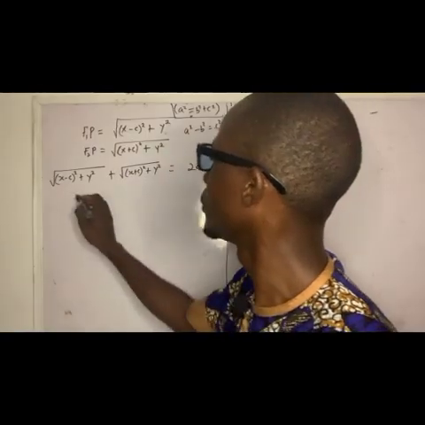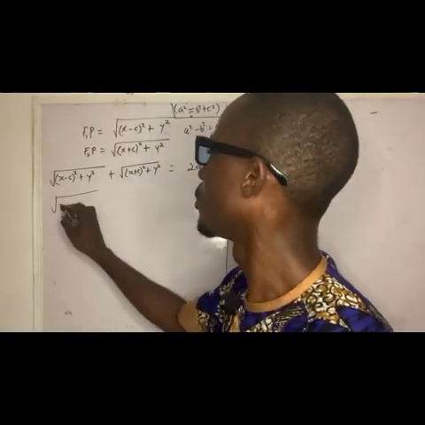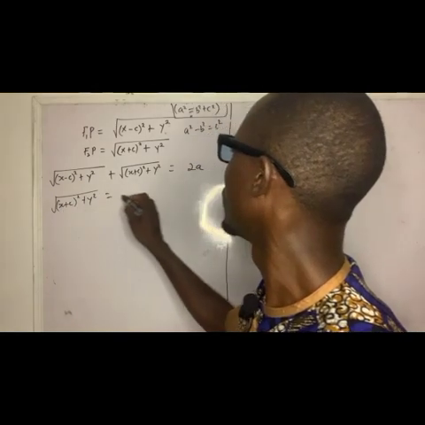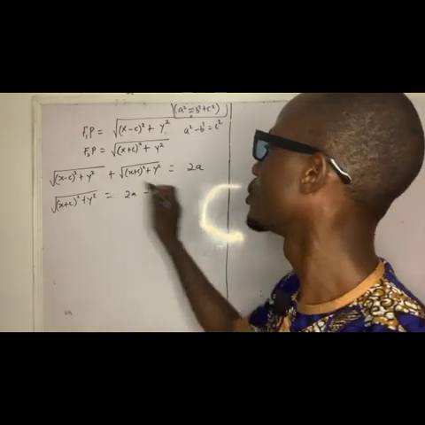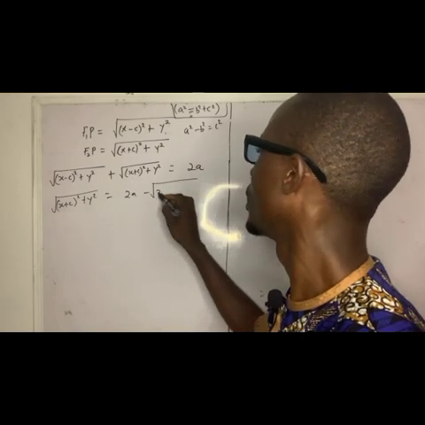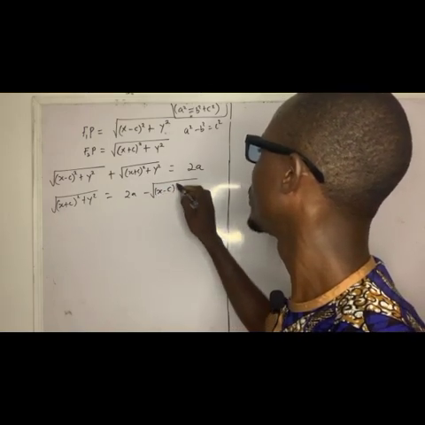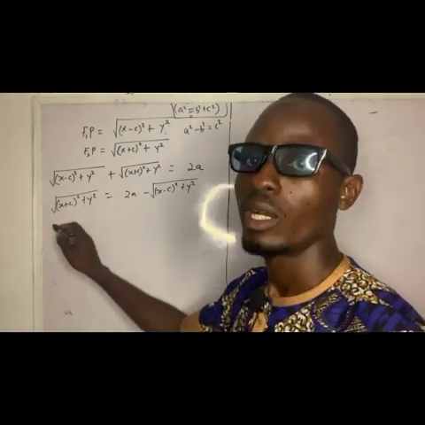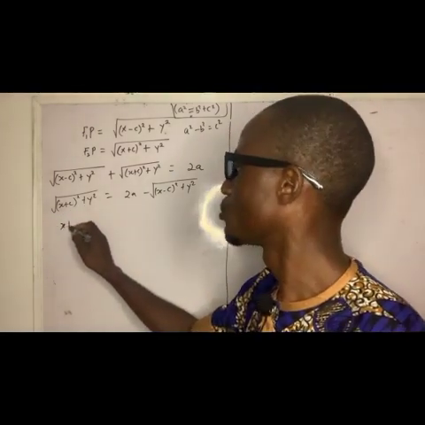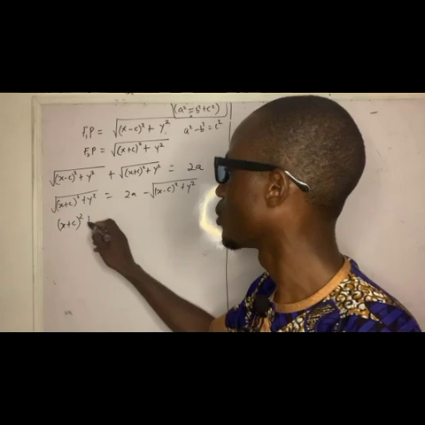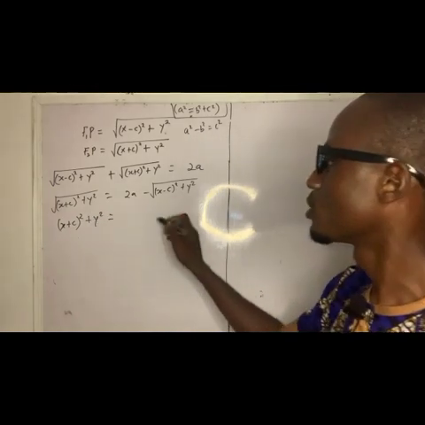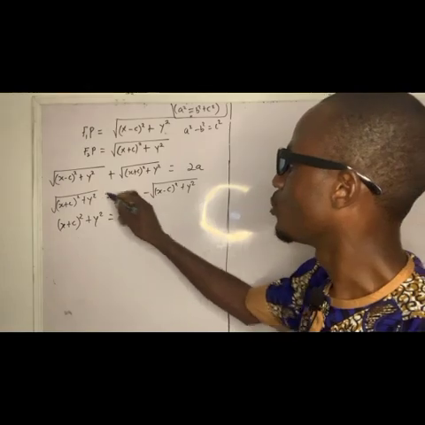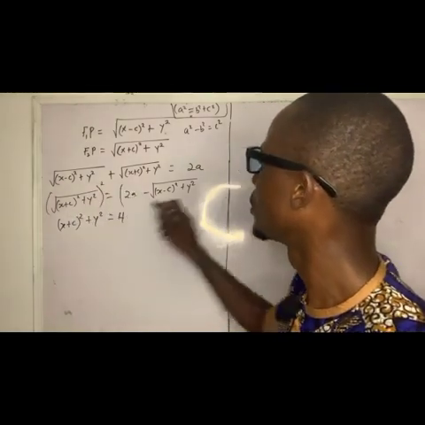These to the other side. So I'll be having square root of (x plus c) all squared plus y squared equals 2a minus square root of (x minus c) all squared plus y squared. Squaring both sides, I'll be having (x plus c) all squared plus y squared equals, if you square this side, you're going to have 4, okay, square both sides.